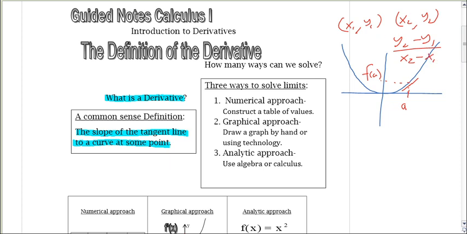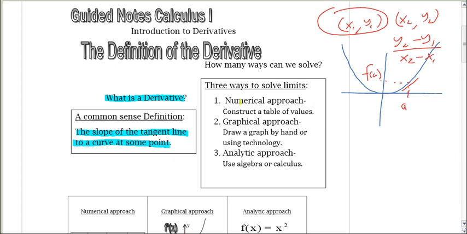But we can actually find the derivative, the slope of a tangent line to a curve at a point, with only one ordered pair in calculus. It's really neat. But let me not get sidetracked. Okay, so how many ways can you solve it? There are 3 ways to solve it.